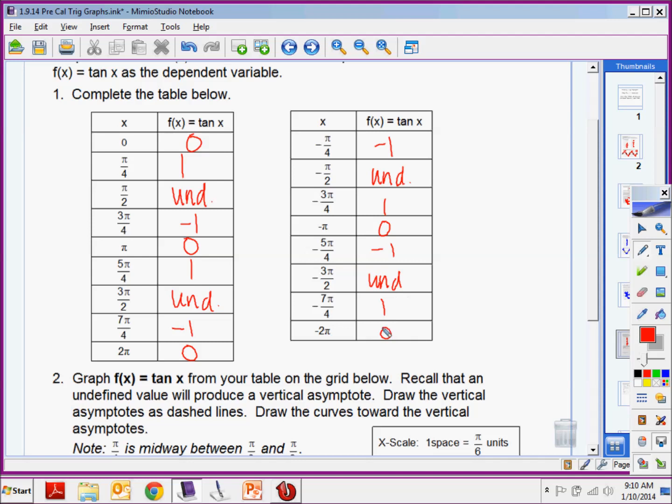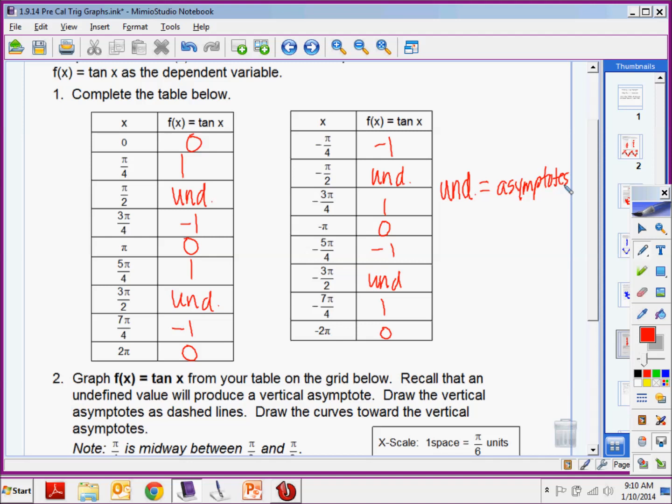Oh, asymptotes. Thank you. Undefined equals asymptotes. That's the first we got, right? Yeah. Alright, so now we're going to talk about how to graph the tangent function.